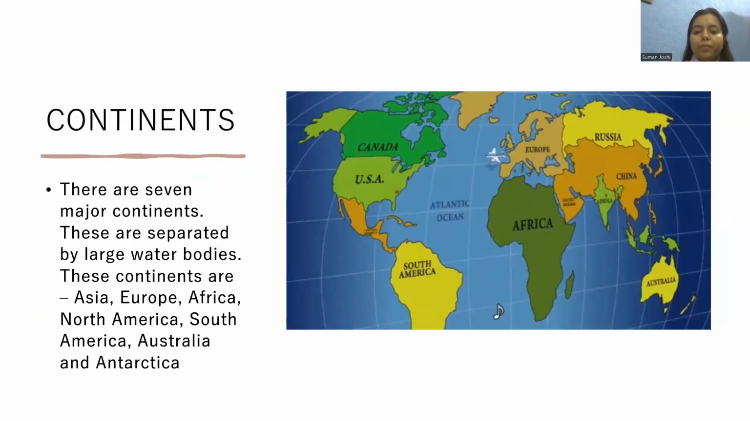So, students, now we are going to cover all seven continents. As you all know, there are seven major continents. These are separated by large water bodies. These continents are Asia. I think this is visible. Map is visible to all. Asia. This whole part is Asia, Africa, South America, North America, Australia, Antarctica, and Europe. These are the seven continents of the Earth.